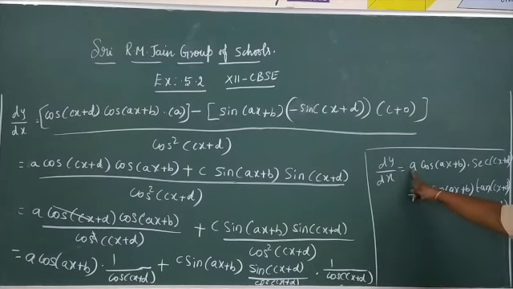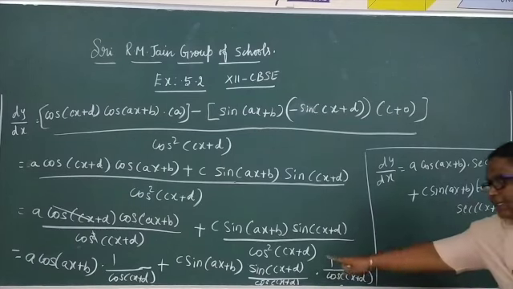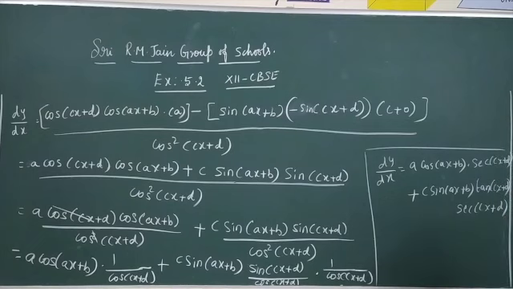What is the answer? a cos ax plus b, 1 by cos I write as secant of cx plus d, plus c into sine of ax plus b, sine by cos is tan of cx plus d, 1 by cos is secant of cx plus d.